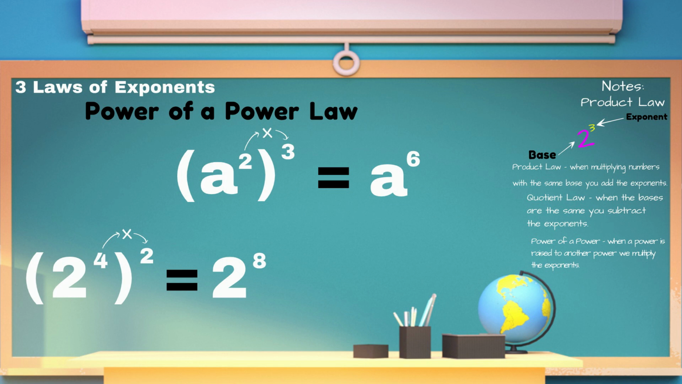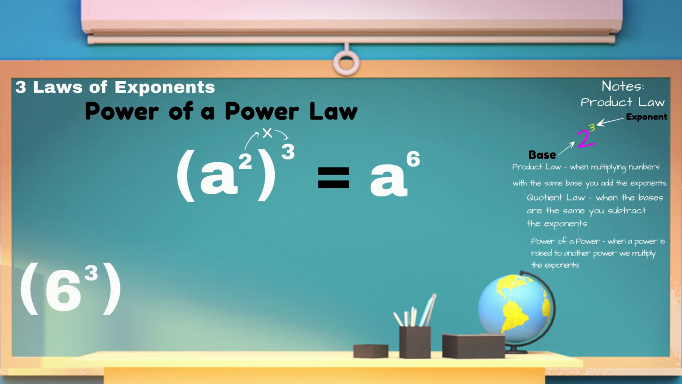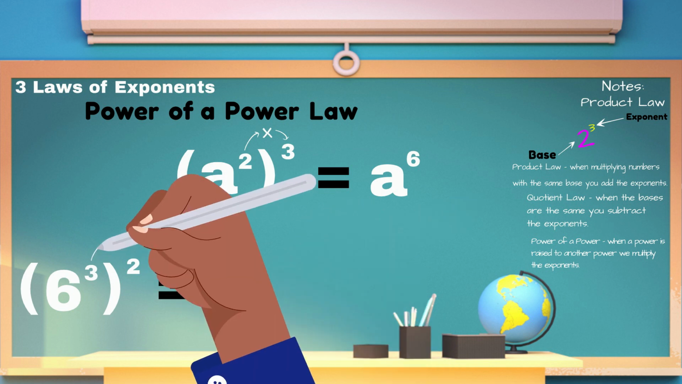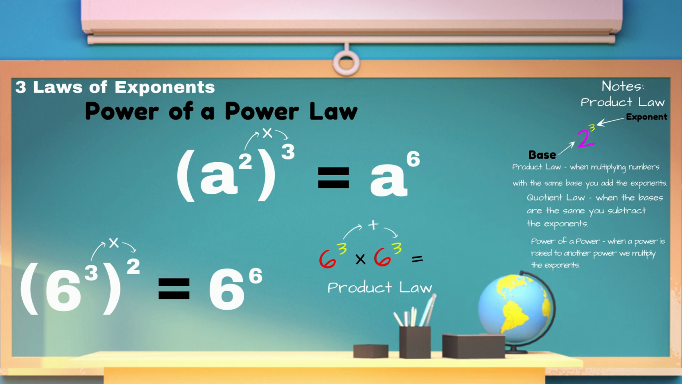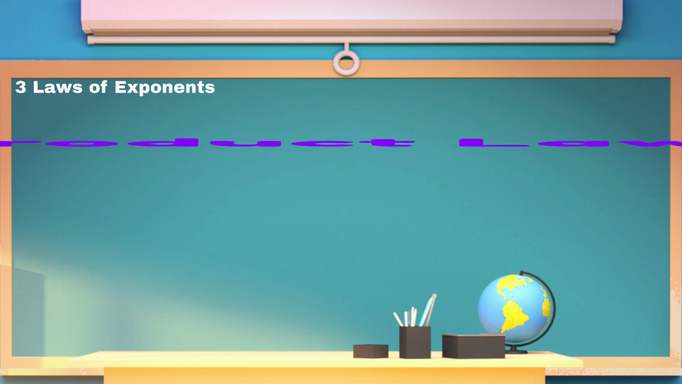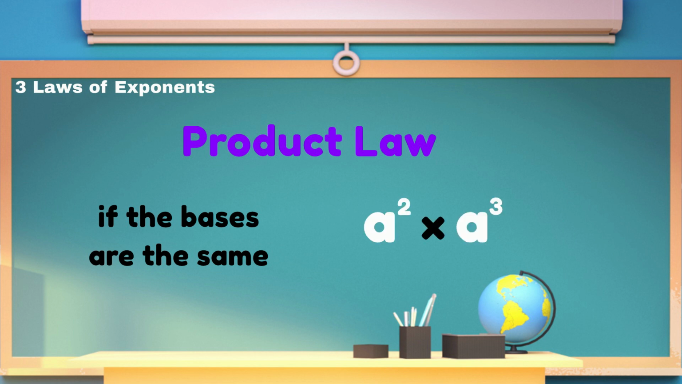Yep. I'll give you another. 6 to the 3rd power raised to the 2nd power. 6 to the 6th. Yep. We multiply the exponents. Proof. If we're multiplying 6 to the third power twice, that's just like the product law. And look. Add the exponents. Wow, you catch on quick. Bases are the same, so we add the exponents. Same answer.